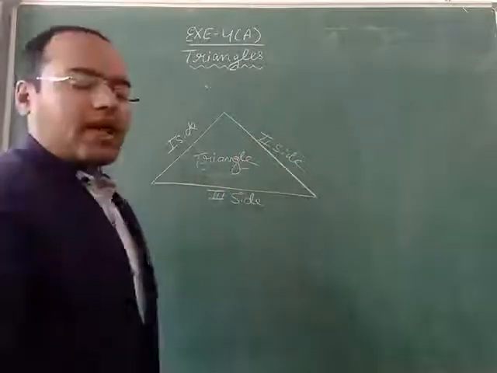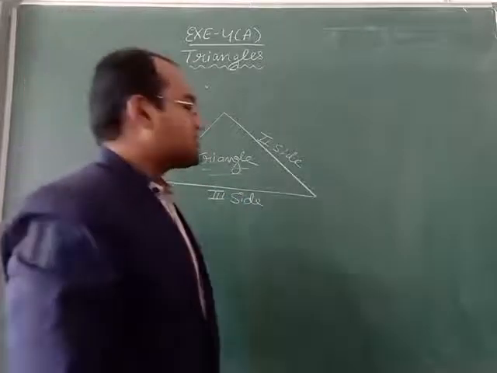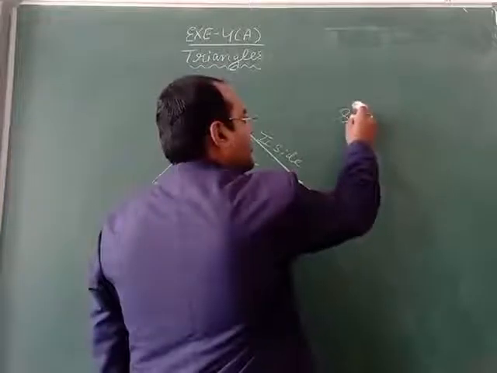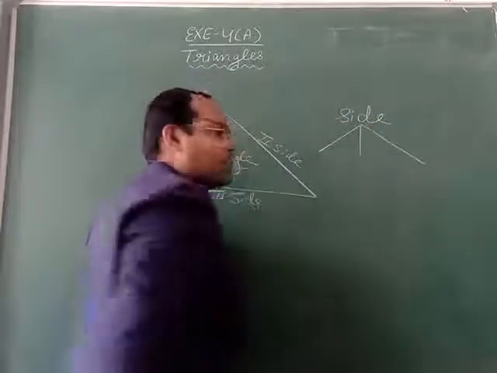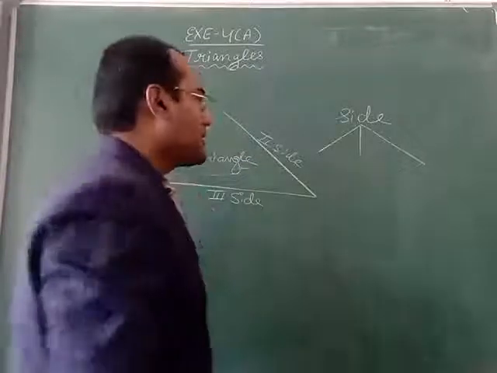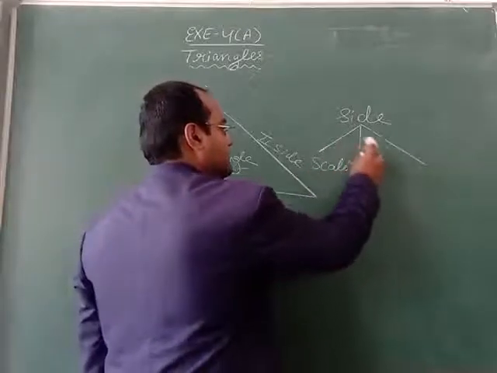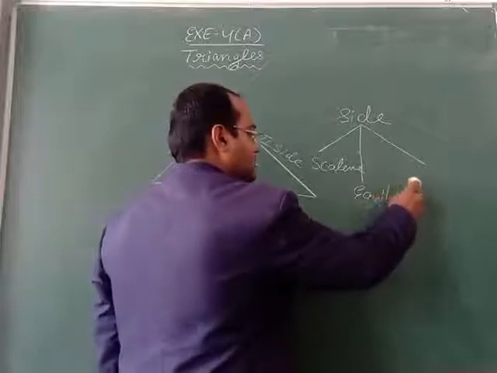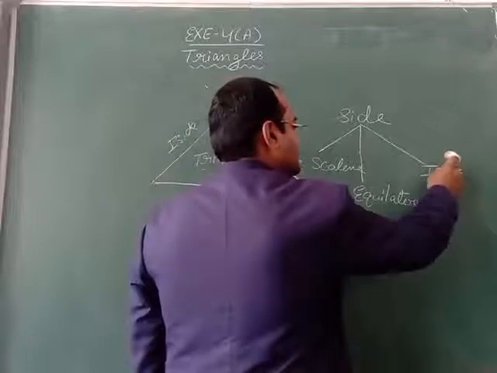Now, types of triangle. What are the types of triangle? On the basis of the sides, three types of triangles are there. If we divide the triangles on the basis of sides, then we have three categories. First one is scalene triangle, second one is equilateral triangle, and third one is isosceles triangle.